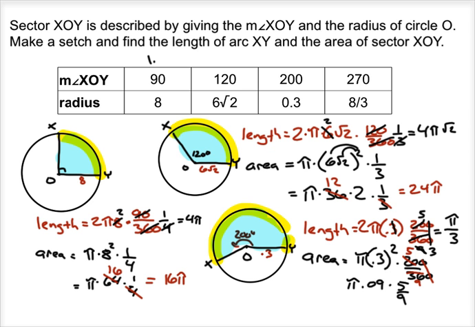And from here I can reduce. I notice that the 9 will reduce with the 0.09 and give me 0.01. So now I have 0.01 times 5, which is 0.05, and then I still have the pi. So final area, 0.05 pi.